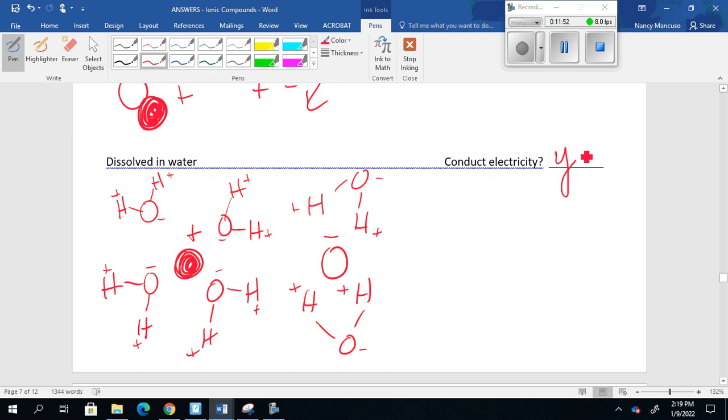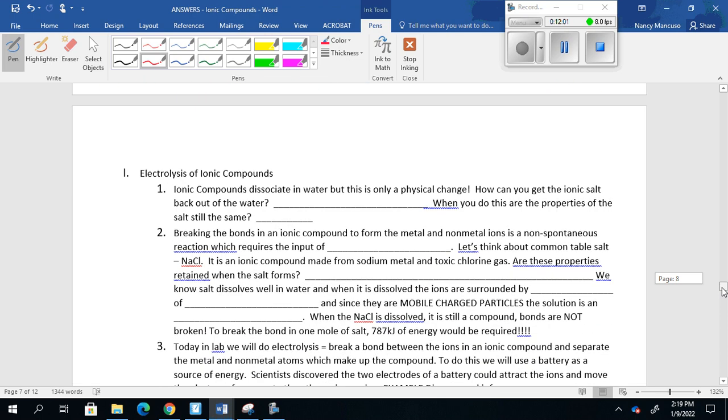So can it conduct electricity? Yes, absolutely, because again, they're mobile. If they can move, then they can conduct. But when they were a solid, they just weren't able to move around.